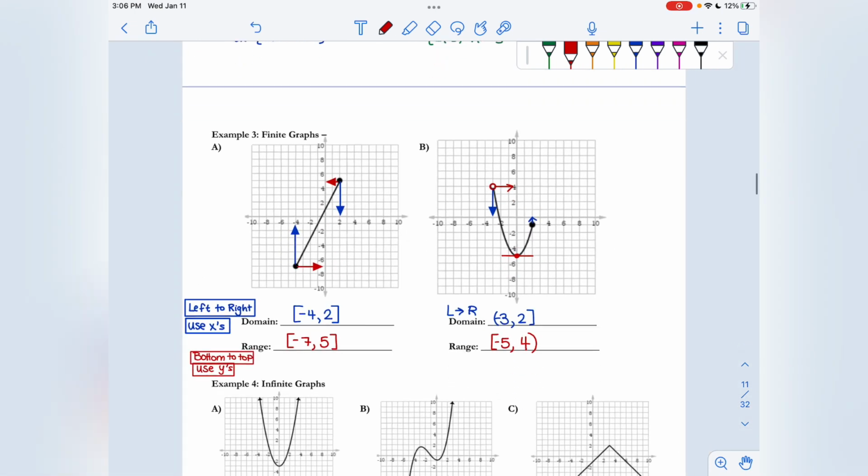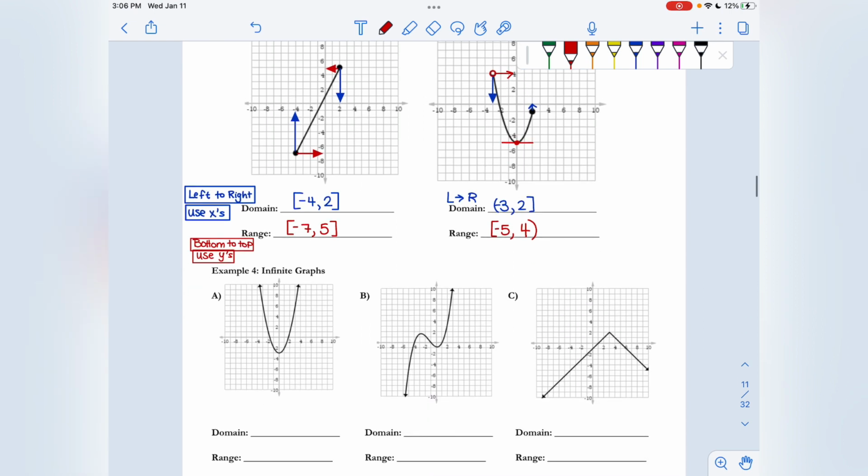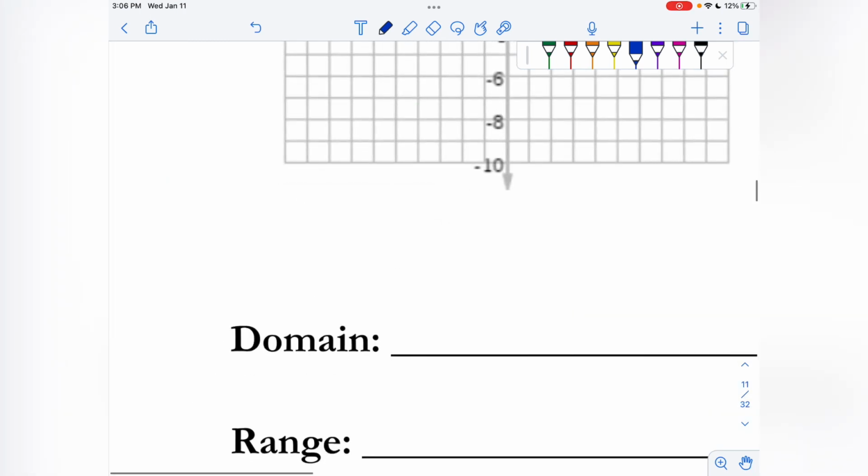We may need to pause to explain, but I'm going to move on. Pause if you need to. We're going to go to infinite graphs. Infinite graphs have arrows, not points or endpoints, at the end. So this one, domain, left to right.